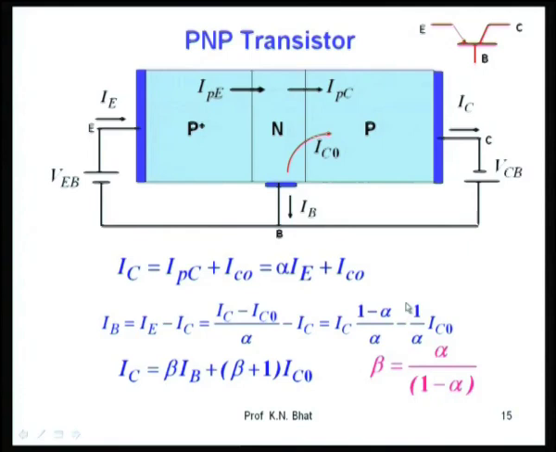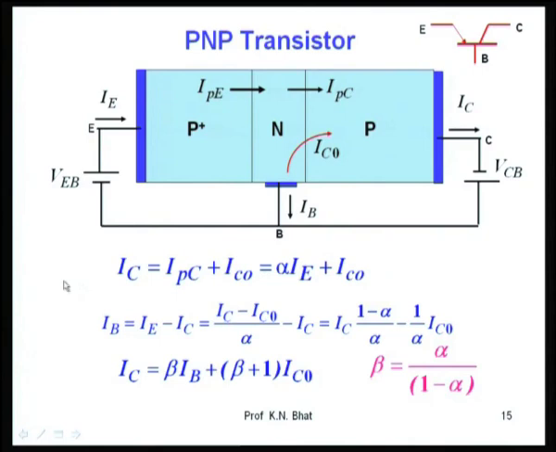So, now I think I will not have much time, maybe a couple of minutes I will have. I will just go through this. There are two types of transistor, PNP transistor and NPN. What I have discussed just now is PNP, I_E injects the holes and the hole current collected there is alpha times I_E, and I_C naught is in that direction.